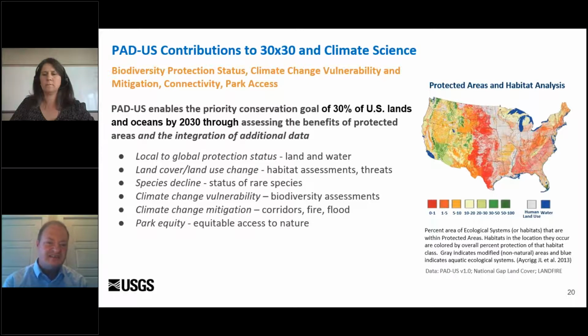But one of the key points here is that PADUS enables the priority of conservation goals of 30% of US lands and oceans by 2030 through integrating additional data sets and conducting that research of what areas are currently protected, what's the diversity of those areas, as well as where we need more protection for the sake of biodiversity as well as habitat conservation. PADUS also promotes and can continue to facilitate research on park equity.